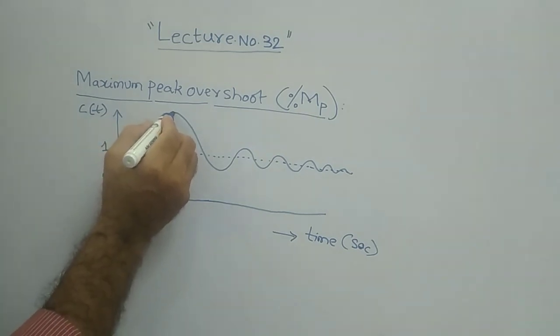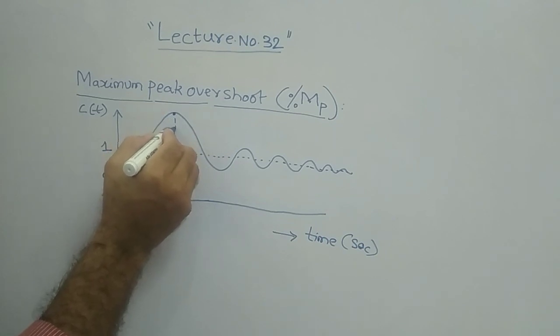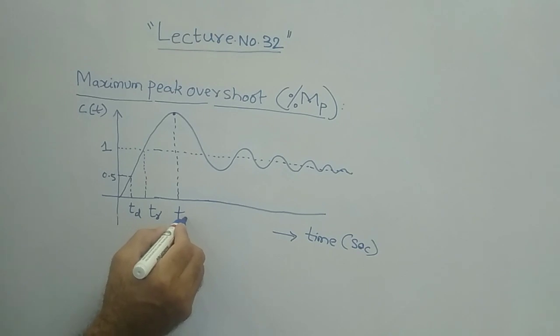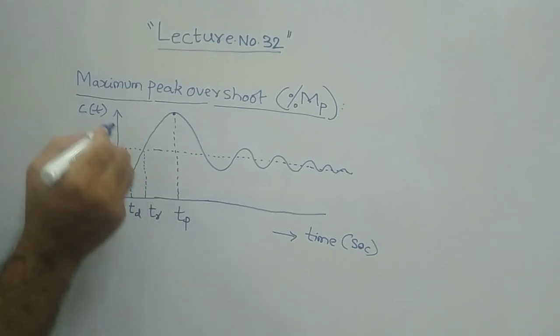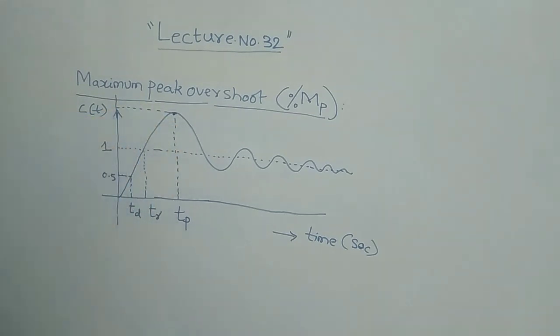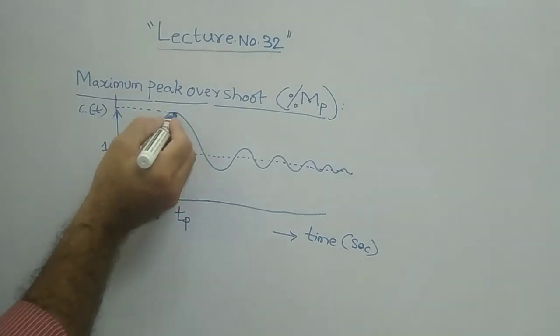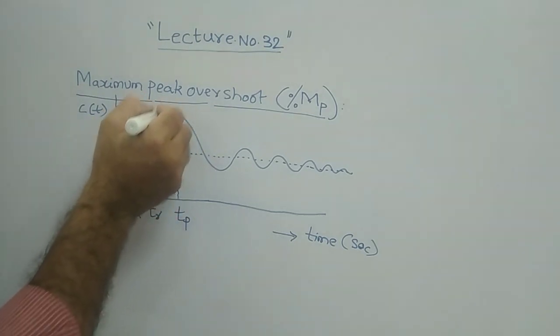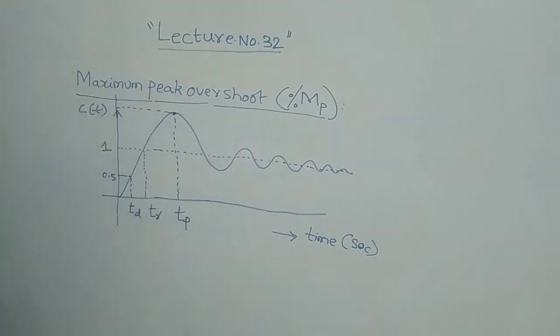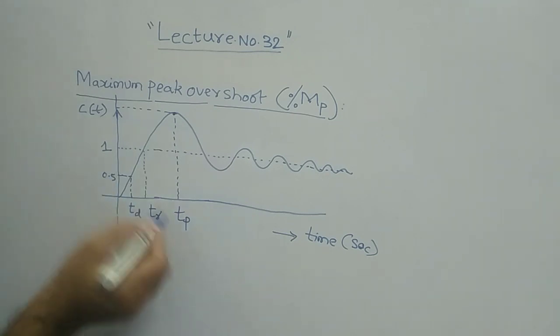And then this is the peak basically, and at the peak you can define another time parameter or specification, TP. So this is the time required for the waveform to reach its peak value. That is the TP, peak time.